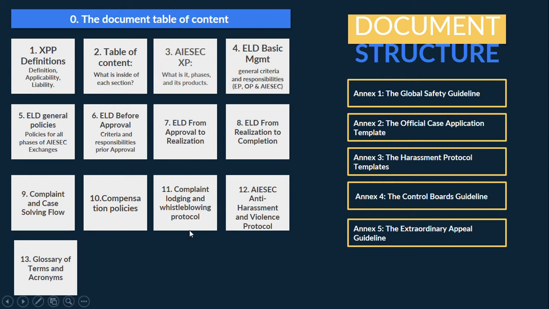Besides these 13 main parts, we have 5 annexes that are part of the XPP: the Global Safety Guideline, the Official Case Application, the Harassment Protocol templates, and others. It's also important that EPs and OPs are fully aware of these and fully accept these protocols.